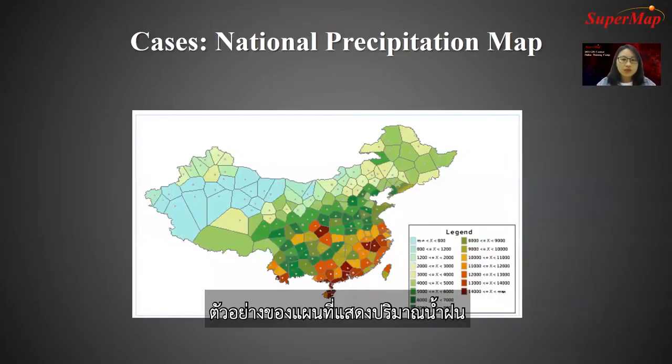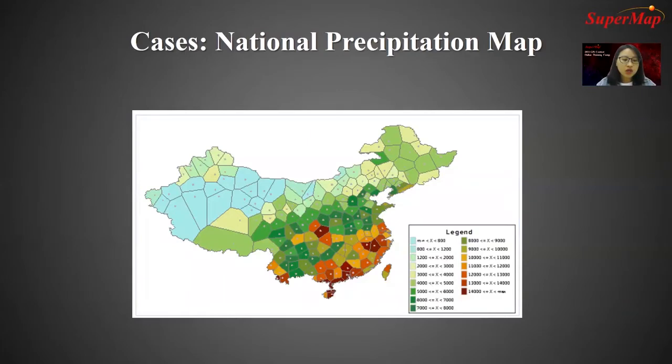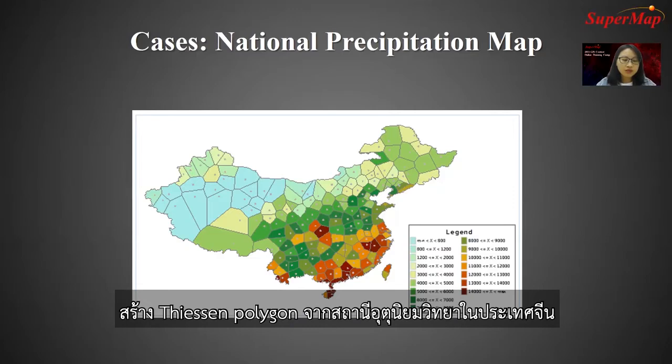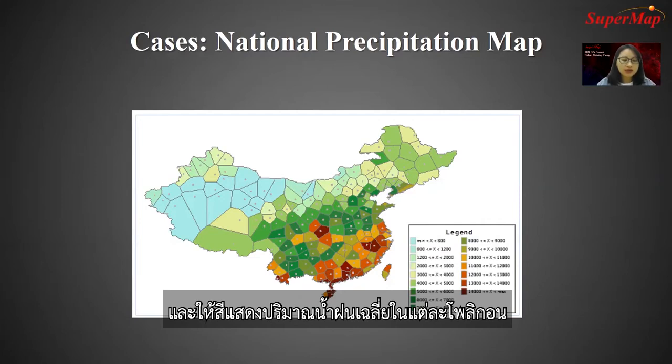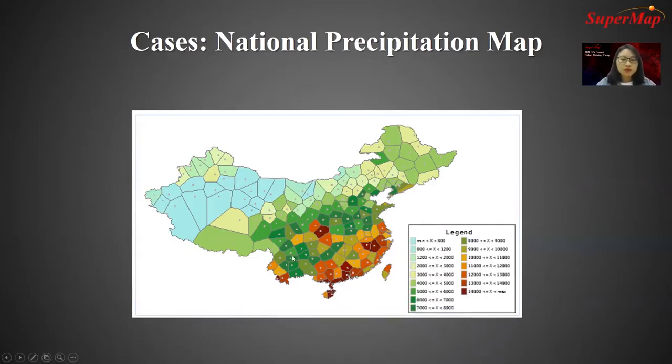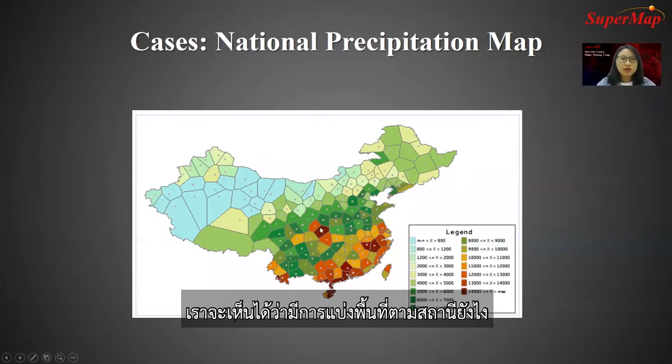And here I put a case about the national precipitation map. This application creates Thiessen polygons for meteorological stations in China, and then creates a thematic map to show the ranges of average precipitation for each polygon area. So we can clearly know which areas belong to which stations.